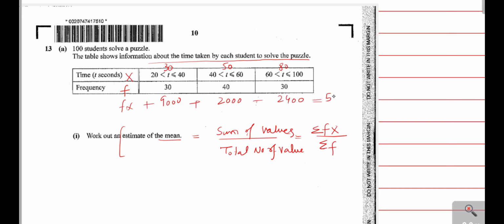This will be equal to 5300, and 5300 divided by the total frequency, which is 100. We divide 5300 by 100, we get 53, and 53 will be the mean of this value.